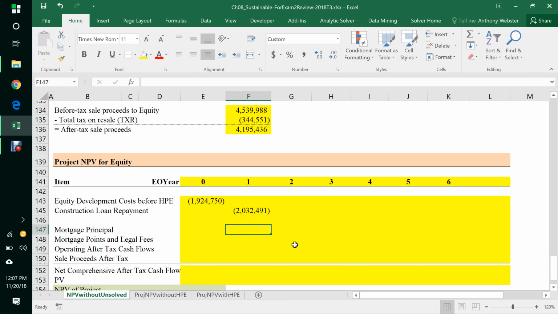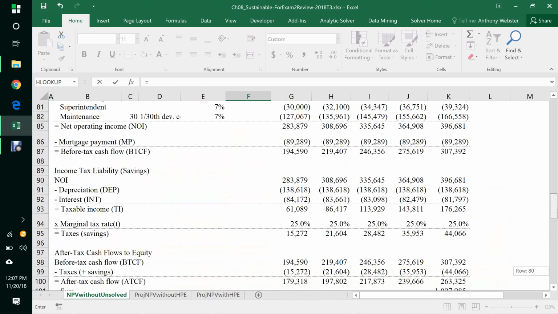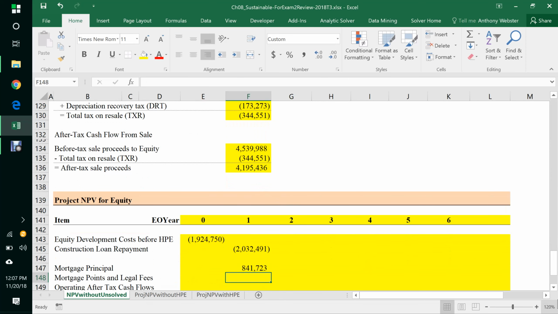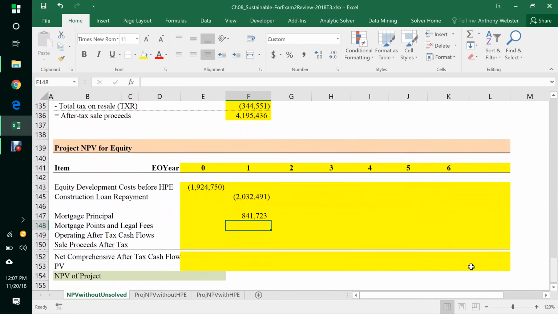When does the lender pay out that mortgage principal to help pay off the construction loan? End of year one. And if you weren't so confident of that, what could you do? You could just look up the mortgage and you would see that, right? So here it is, or you could look at it from the lender's mortgage cash flows, either way. Okay, but that's going to be a positive cash flow for the sponsor.